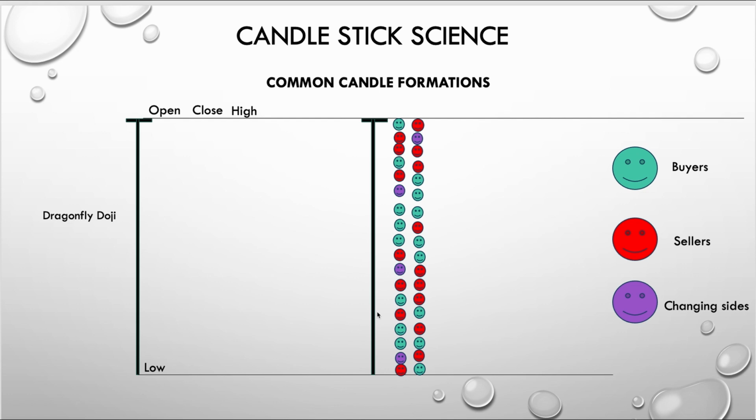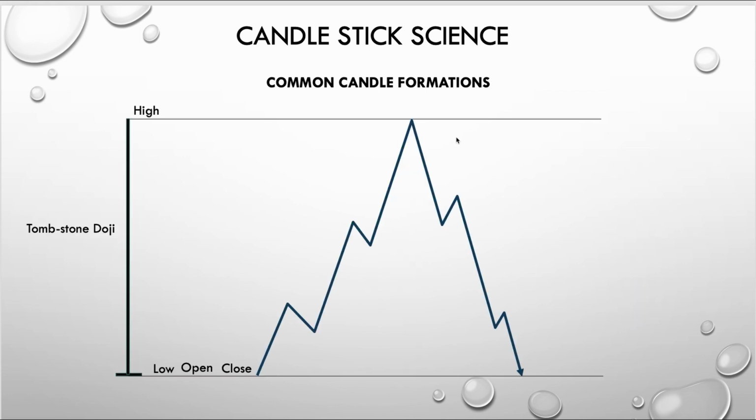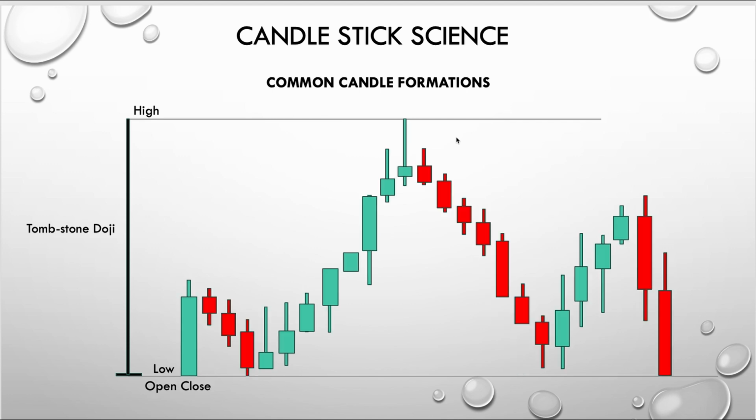Inside of it, we have so many people changing from buying to selling and from selling to buying. But ultimately, we find that when it reaches the low, more people change from selling into buying, meaning the market reverses from the low and pushes back up to close at its high. This is a tombstone doji. It's just the opposite of the dragonfly doji. Its internal structure looks something like this.